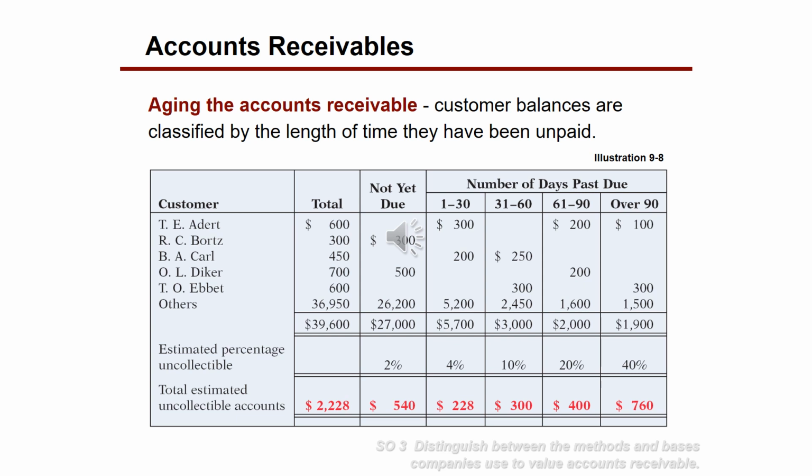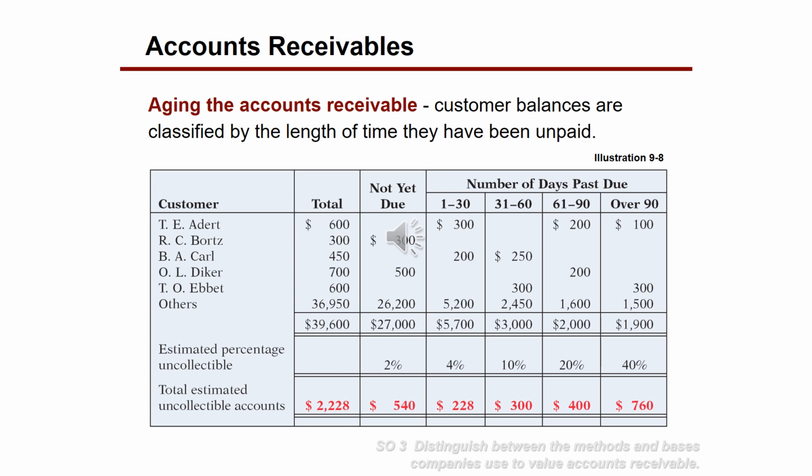Based on the opening story of the chapter, you can see an aging schedule, as copied here. This shows the customer balances where the company classifies them by length of time they have been overdue or unpaid, right? So as you can see here, this particular company has about 5 main customers and some other customers as well. So they've broken down the customers into 6 groups, with the total amounts that they owe the company, and then they classify them based on multiple categories.